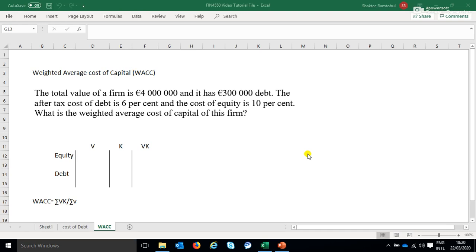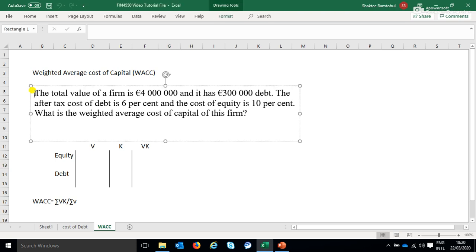Hello everyone. The purpose of this video is to show you how to calculate the weighted average cost of capital, or WACC. So that would be lecture 3 in our series. I've taken an example from your lecture slides, and it goes, the total value of a firm is 4 million euros. By total value, we mean the market value of the firm.